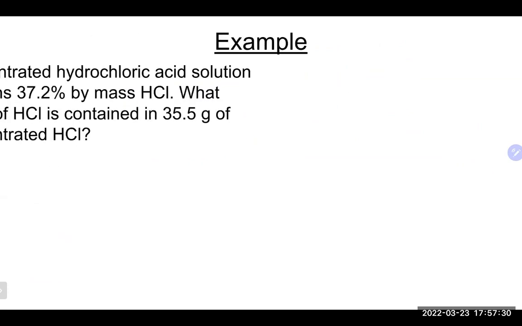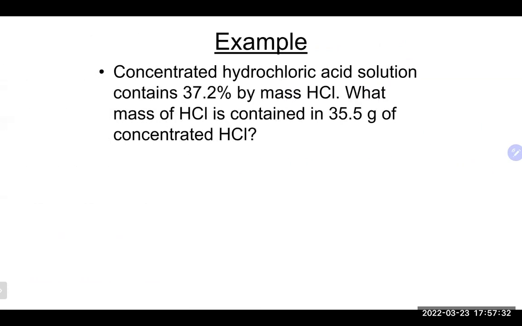Okay. So then let's take a look at another example here, mass percent, see what you come up with. A concentrated hydrochloric acid solution contains 37.2% by mass hydrochloric acid. What is the mass of the hydrochloric acid that's contained in 35.5 grams of the concentrated hydrochloric acid solution? All right, take a couple minutes, see what you come up with on that.